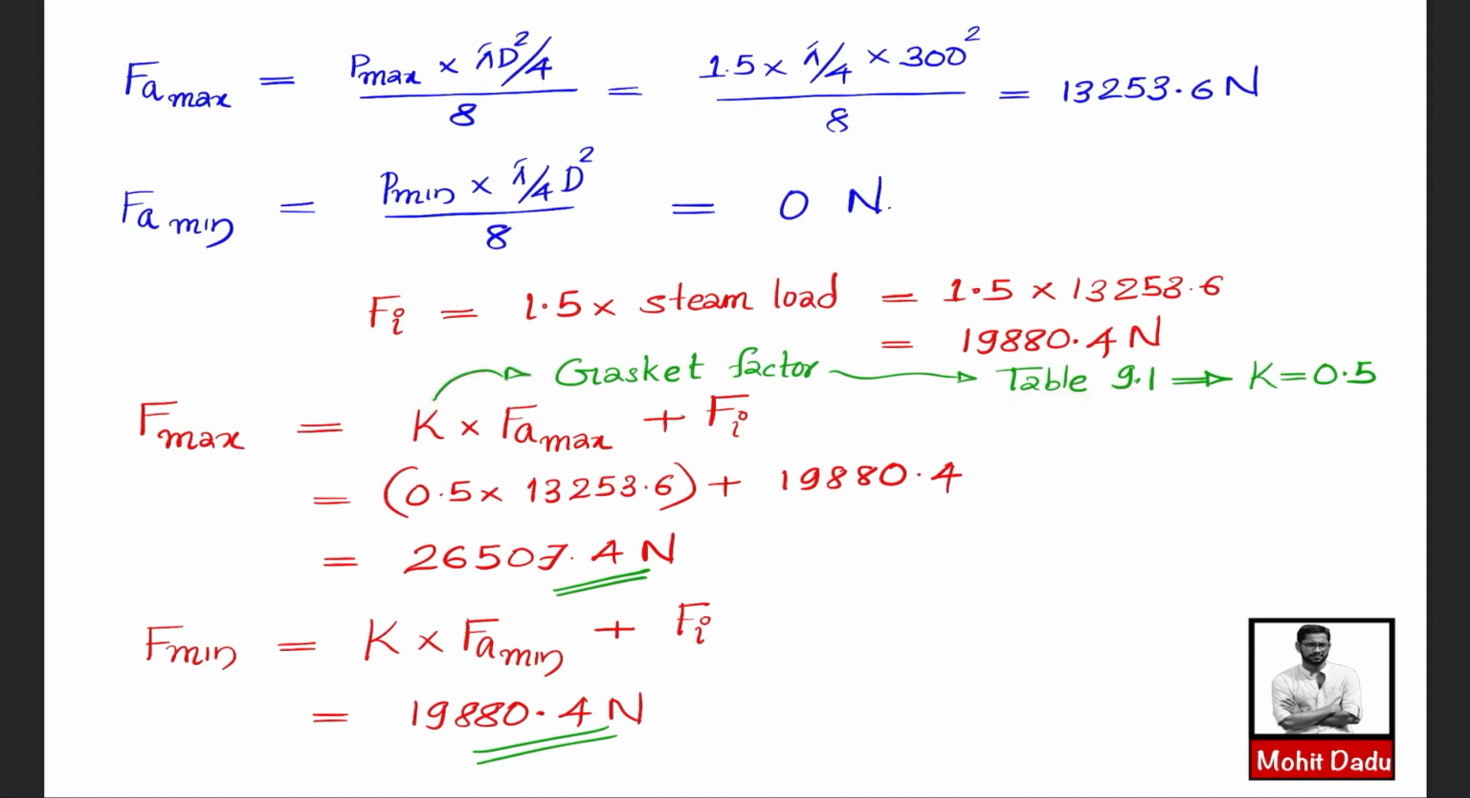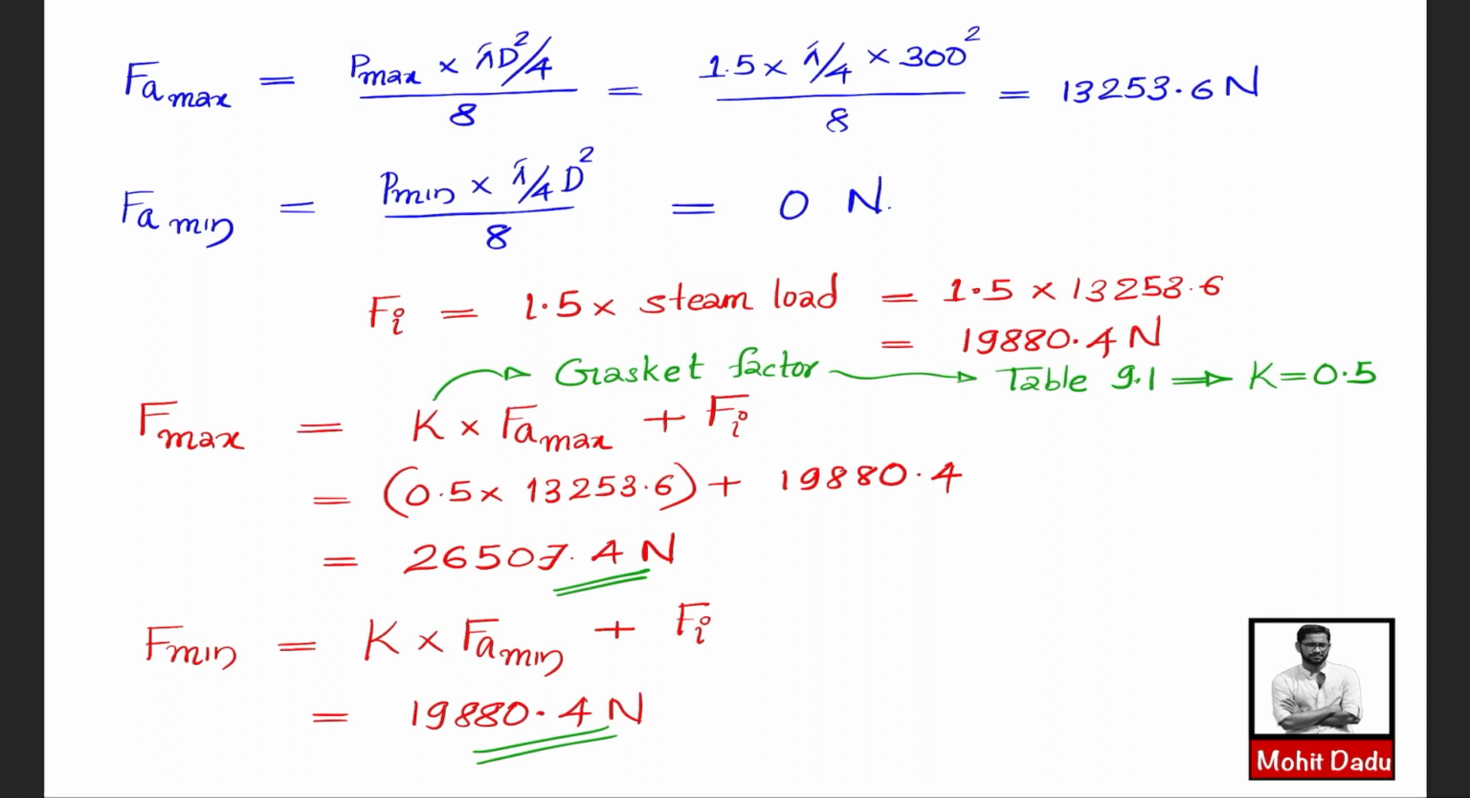You can look onto the table 9.1, where we have the soft copper gasket material, for which the K value or the gasket factor is 0.5. So you can substitute in this equation. You will be getting this F max as 26,507.4 Newton and F minimum was 19,880 Newton, which is actually the value of Fi. So now you have F max and F minimum.